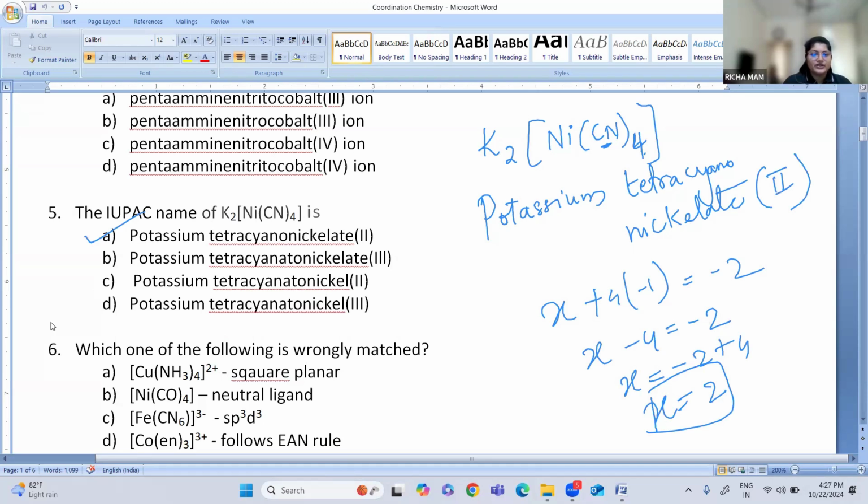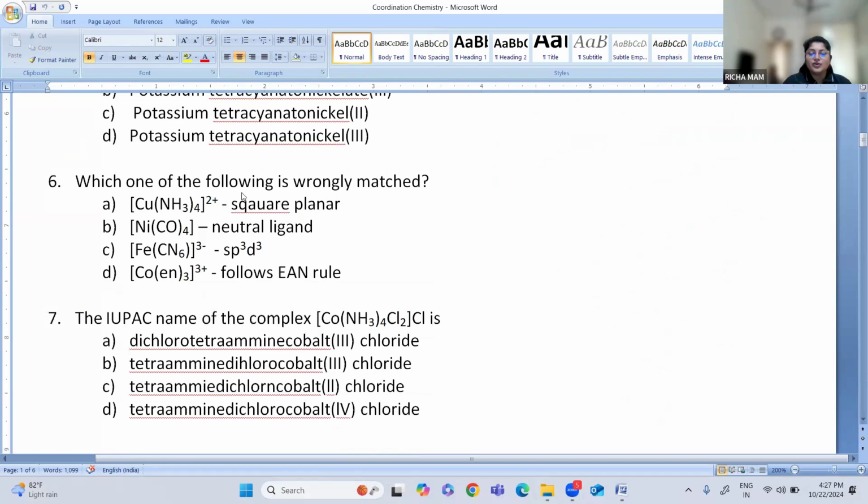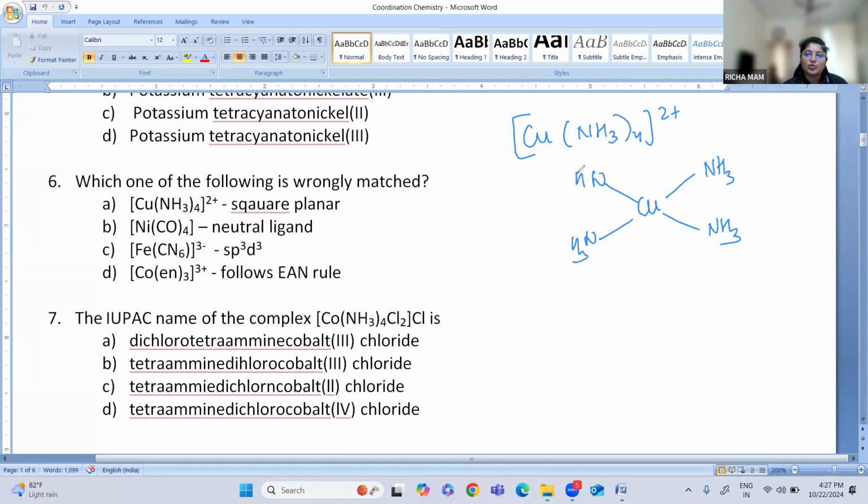Okay. Let us go for the next one. Which one of the following is wrongly matched? So here, these are the four options. [Cu(NH3)4]2+ is square planar. Copper is your metal, and there are four amino groups. So option A is correct. This is rightly matched, so this is not our answer. They have asked which is wrongly matched.